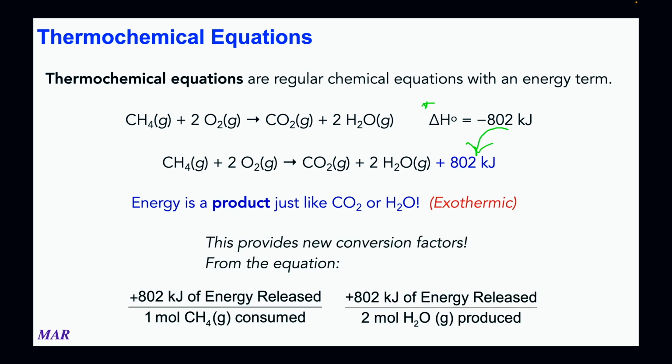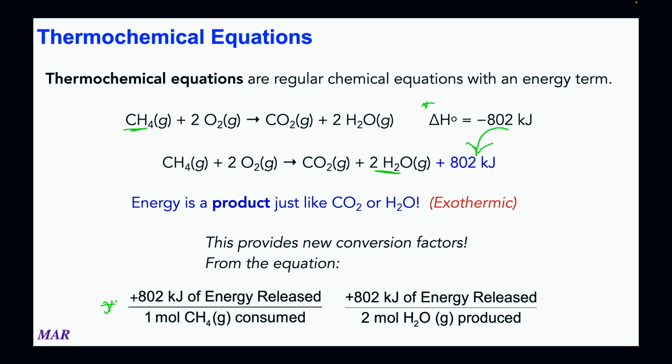If you think about it, though, as 802 kilojoules as a product, you can write different factors to make more sense of the reaction you're looking at. So if 802 kilojoules is a product, that means for every mole of CH4 that you burn, you're going to release 802 kilojoules of energy, which is kind of cool. And we get that because it's one CH4 making 802 kilojoules. And likewise, for every 2 moles of water that you make, you're going to get 802 kilojoules out.